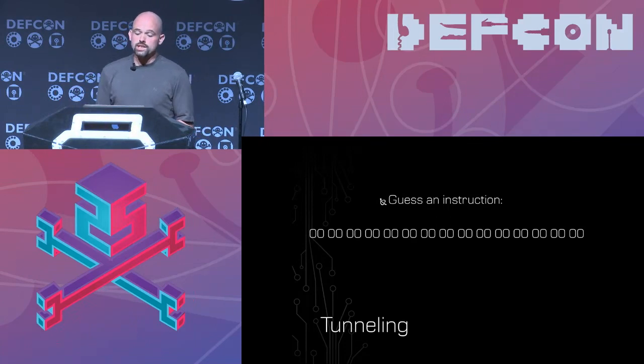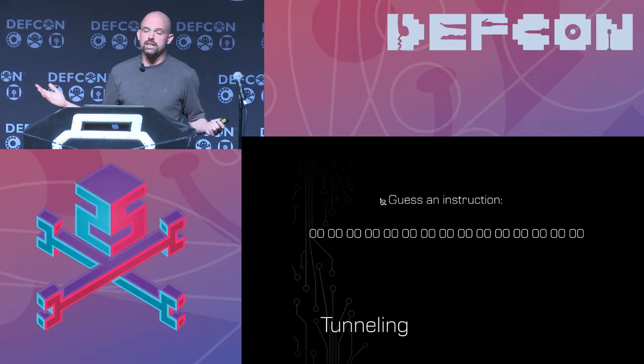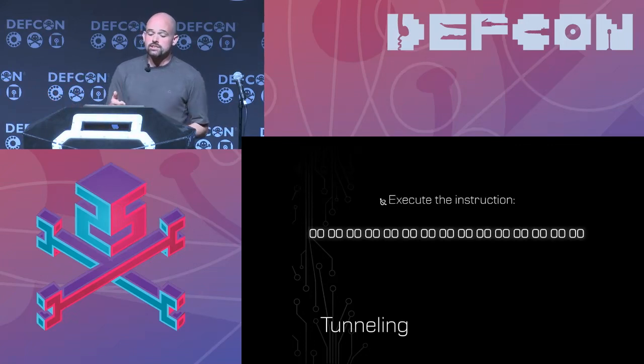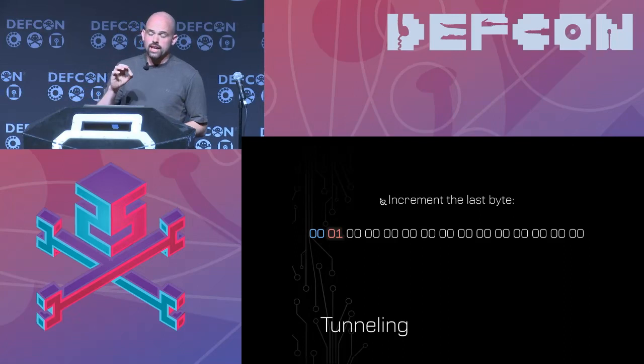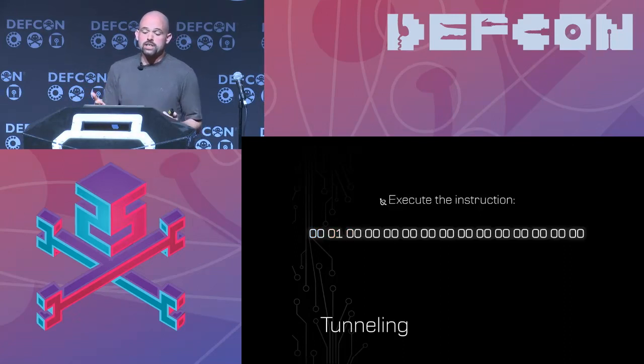So the way that this is going to work is we're going to guess an instruction. Now, we don't know how long this instruction is. Let's just guess 15 bytes of zeros. Then I'm going to execute this instruction, and from that execution, I'm going to see how long this instruction actually is. You'll see that this instruction is 2 bytes long. So we're going to increment the very last byte of this instruction, and then repeat the process.